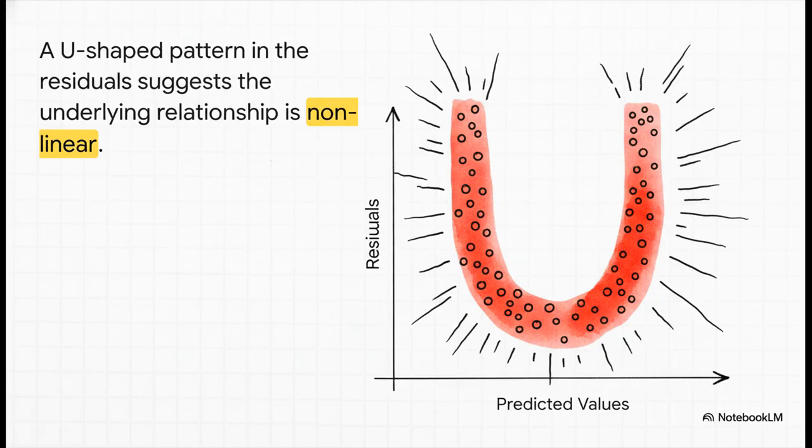But what if you see this? Oh boy, a clear U-shape, or really any kind of curve in your residuals. This is a huge red flag. This is basically the data screaming at you, hey, the relationship isn't a straight line. If you ignore this, your predictions are going to be systematically wrong. This is how really bad decisions get made.